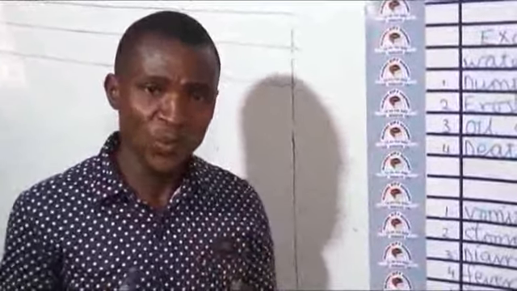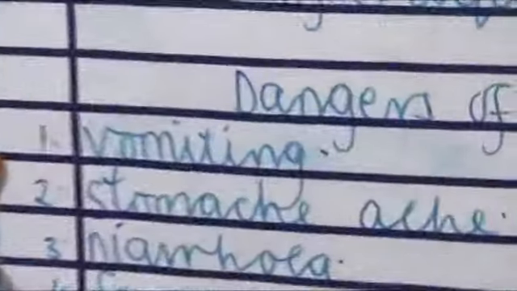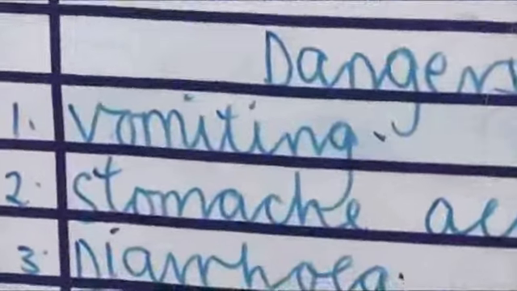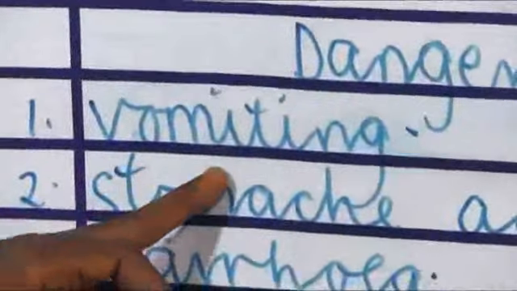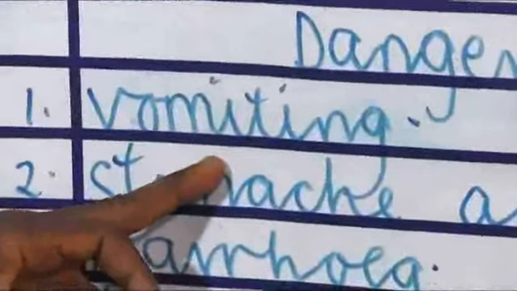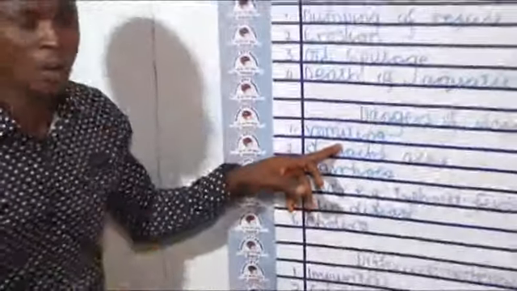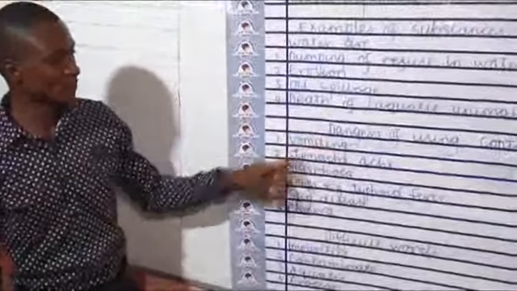Dangers of using contaminated water. Children, it is not good to drink contaminated water. Why? The reasons why it is not good to drink or bathe with contaminated water are: number 1, when you drink or cook food with contaminated water, you can be vomiting. You will eat food, after which the same food that you ate will be coming out through your mouth. That's what we call vomiting.